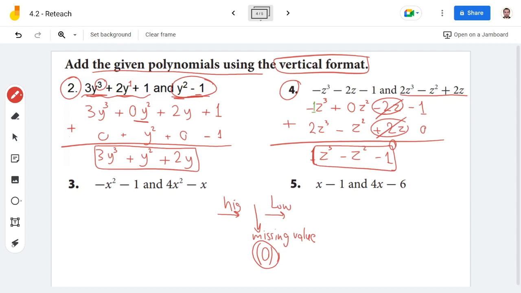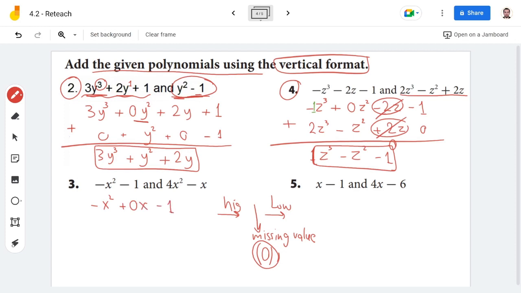Okay, let's take this example here. Do we have any missing terms? x to the power of 2? Yes, we have x to the power of 1, which is x. Now we need to state x. Now, negative x to the power of 2 plus 0x minus 1.